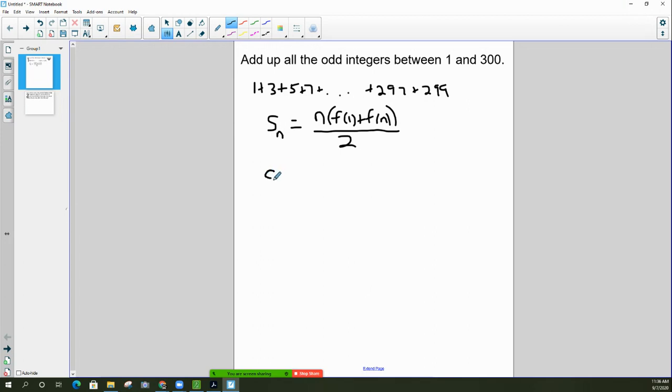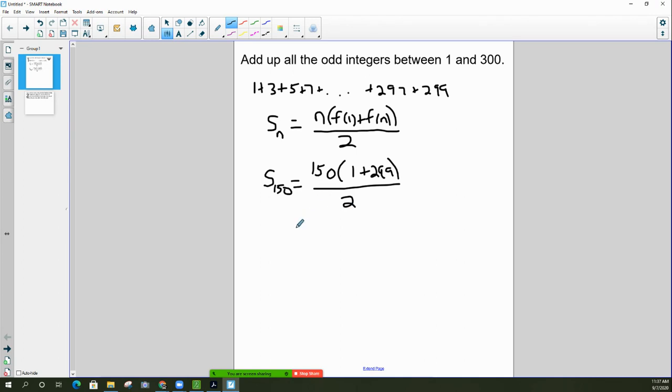So what we're really doing here is we're finding the sum of the first 150 terms. So that's denoting how many things we're adding up. So n is 150 in this problem. So I plug in 150 into n. My first term is 1. My last term, my 150th term, is 299. And then I divide that all by 2.